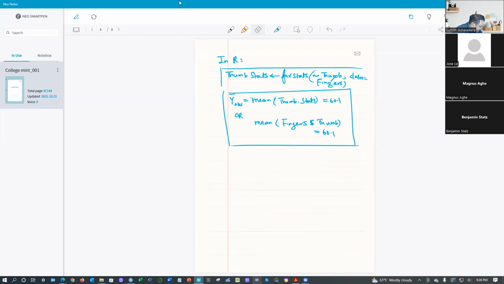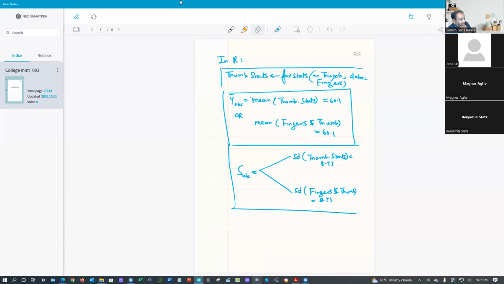Then you go to this one, S obs. How do you get S obs? You can go either of two ways, no? Go to the standard deviation of thumbstat, which is 8.73, see? Or you can go to standard deviation of the fingers data and then go to thumb and get the standard deviation. 8.73. Either way. See, that's how we got that now.